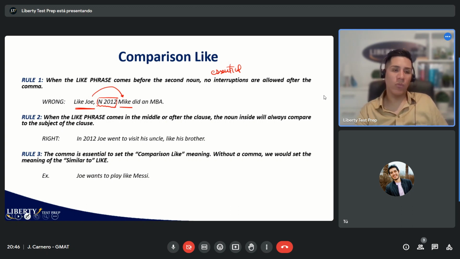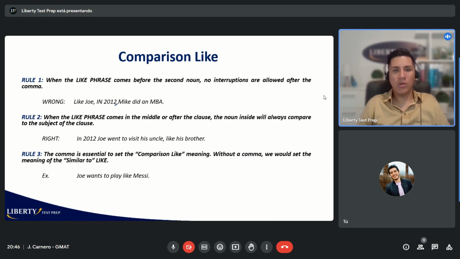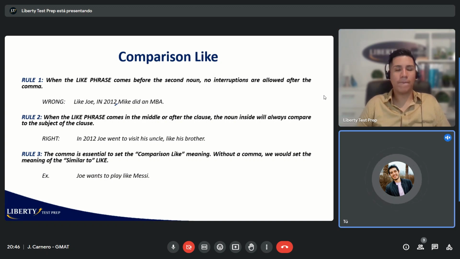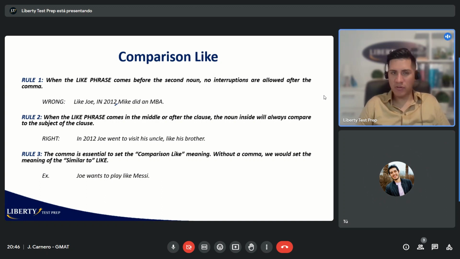Now, what would be correct though? It would be correct, for example, if instead of having only one comma, we had two commas. That would be fine because in that case, "in 2012" would be a non-essential modifier, and then we would assume that Joe would be touching Mike. So if it's between commas, that's fine, not a problem.